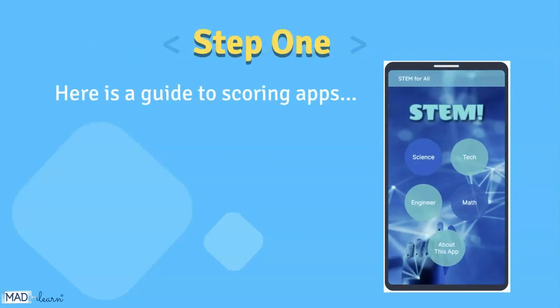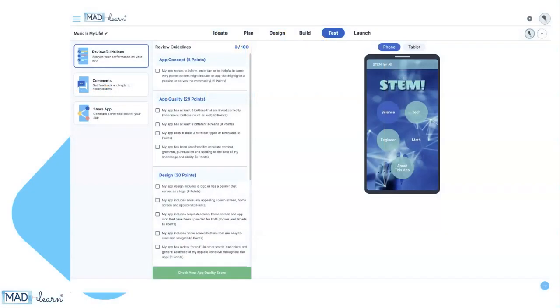Here's a guide to scoring your app. First, start by opening the test module. The Review Guidelines option should be open. Remember, this process should be done by the student before submitting the app to the teacher for further consideration.